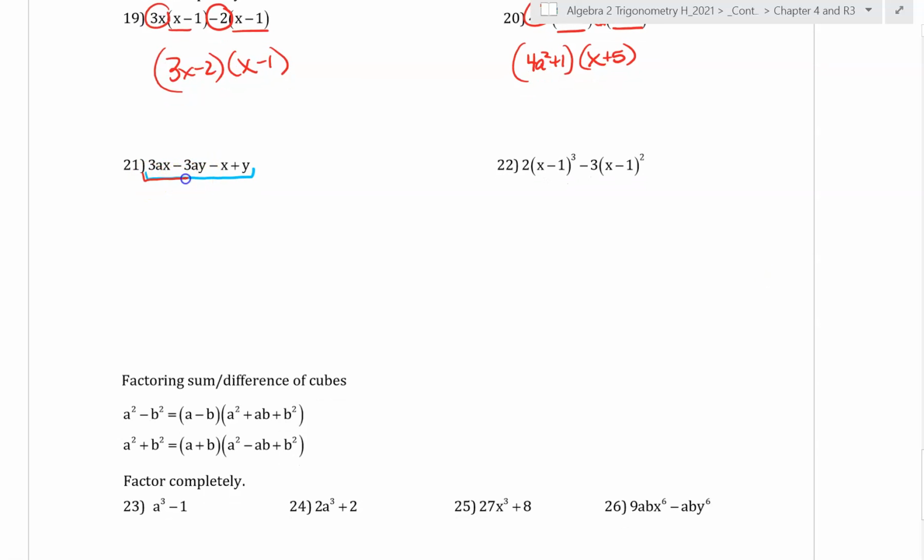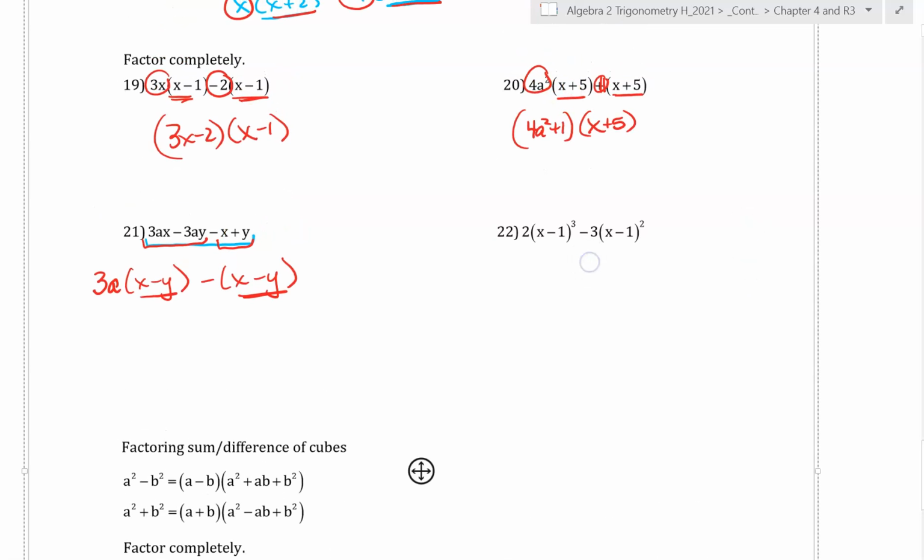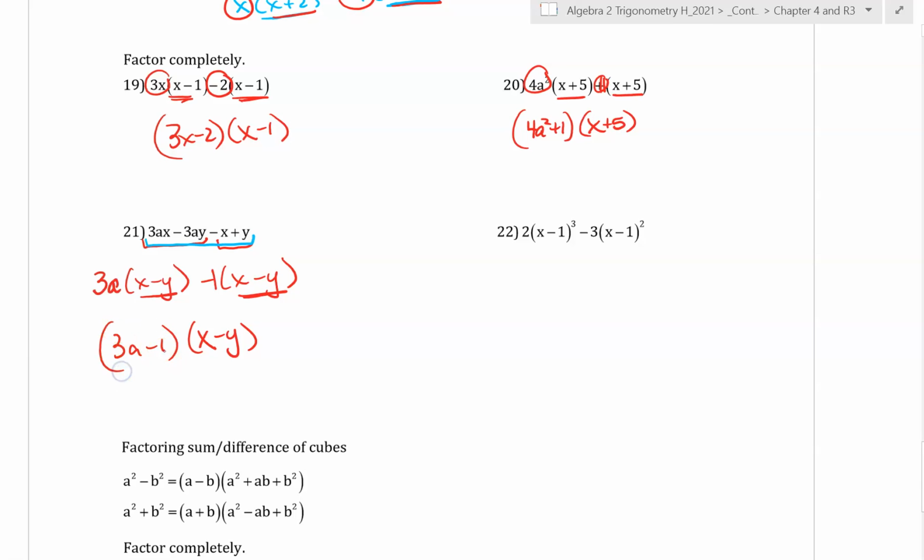So we're going to group the first two terms and the second two terms. Notice 3 and a is a common term. For the second two terms, I need the same thing, just like I had over here. We had an x minus 1, we had an x plus 5. So I factor out a negative 1. Otherwise, I'm not going to be able to factor it by grouping. Notice x minus 1, y is one of the terms, and that must be a 1. So 3a minus 1 is my other binomial.